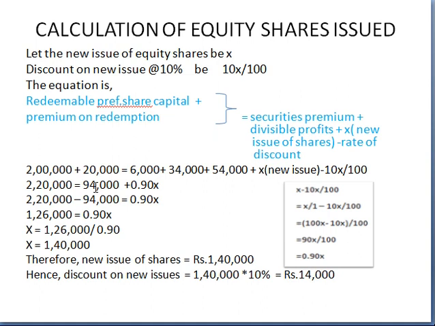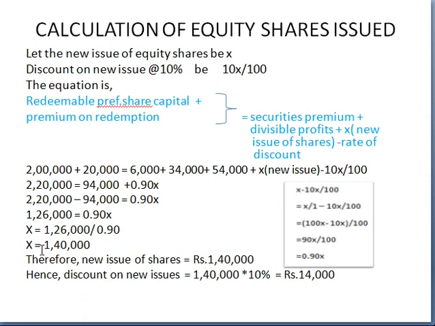Now your right side we could see this 94,000. You have to calculate your x value. So bring your 94,000 to the left hand side. So when you change the side, you have to change the sign even. So 2,20,000 minus 94,000 equals 0.90x. So when you do subtraction, you will be getting 1,26,000 equals 0.90x. So you have to calculate your x value. So we can write it as 1,26,000 divided by 0.90.